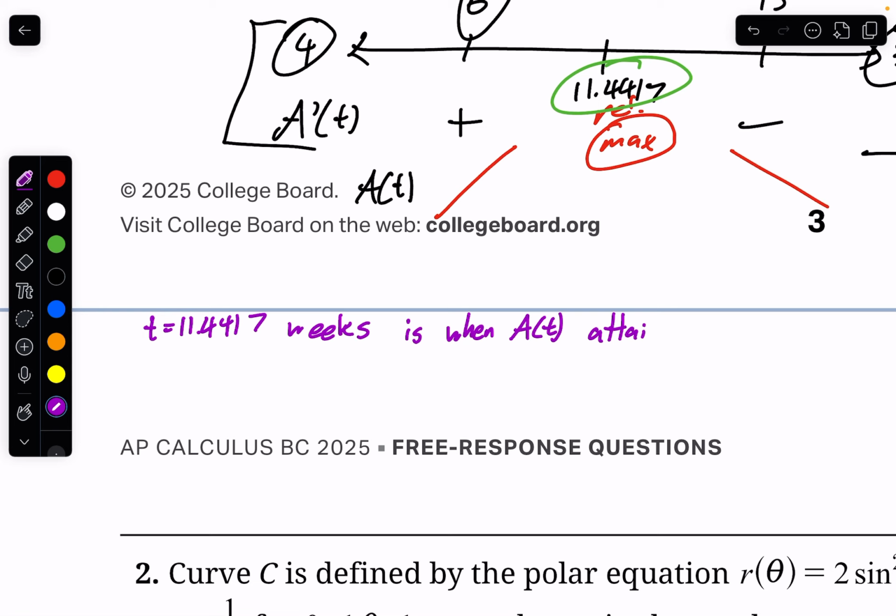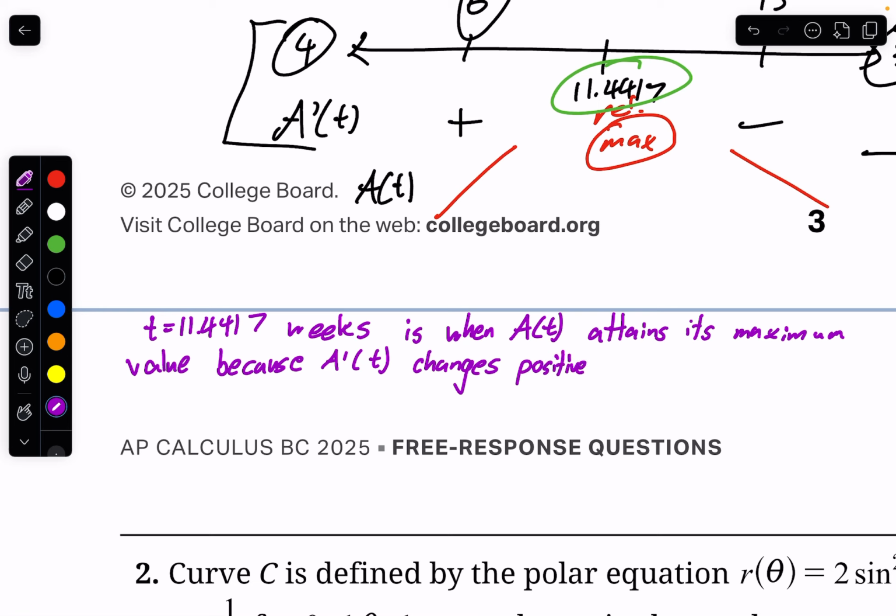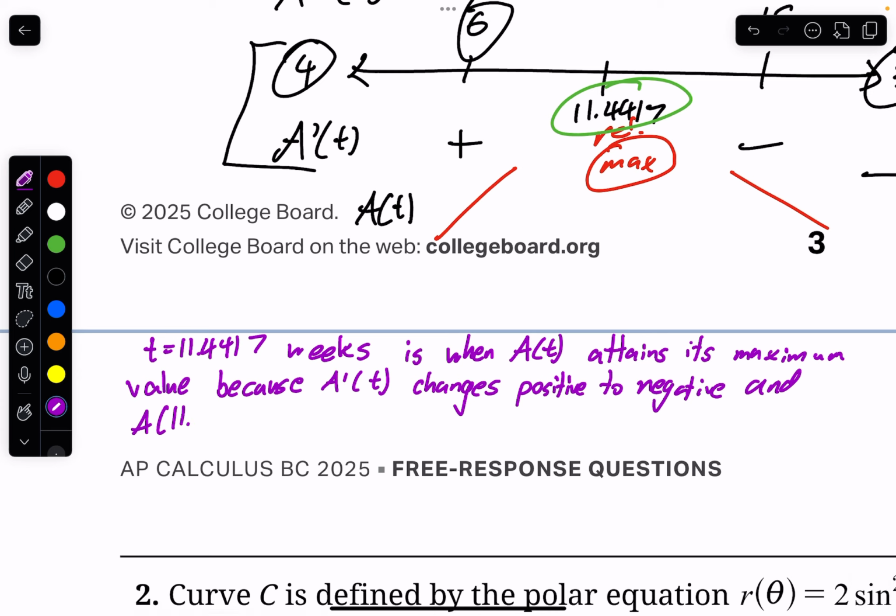attains its maximum value, which is true. But why? Because A prime of t changes, so the keyword is changes, from positive to negative. And one last addendum, A of 11.4417 is greater than the endpoints, and you can write it like this: greater than A of 4 and A of 36.